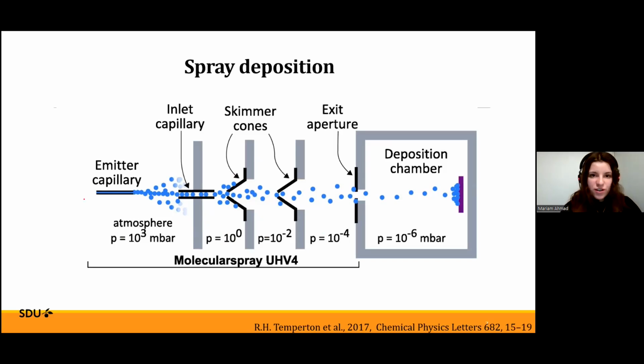So you start with your solution that you want to make a film of. You put it in a syringe, and then it is sprayed into a capillary that lets it into the first stage of the spray deposition tool. The first stage is in a low vacuum. Then the solution moves through the first skimmer cone to the second vacuum stage, which is in a bit higher vacuum than the first stage, and then it moves through the second skimmer cone to the third stage, which is in an even higher vacuum. And finally, the solution is sprayed into the deposition chamber where it covers a substrate as a film.